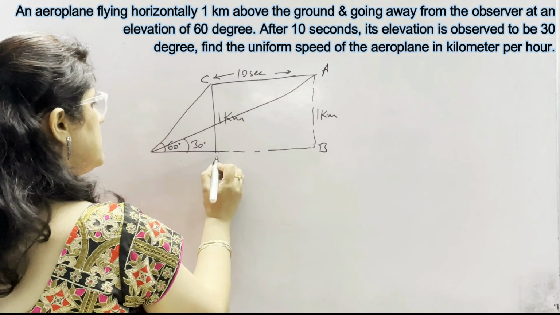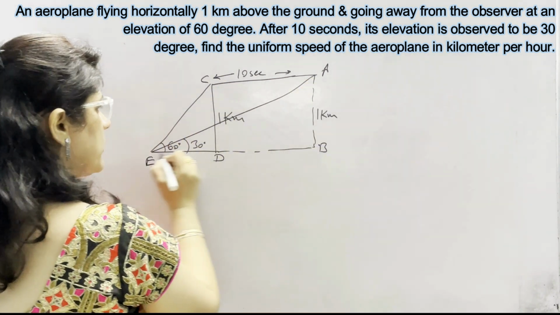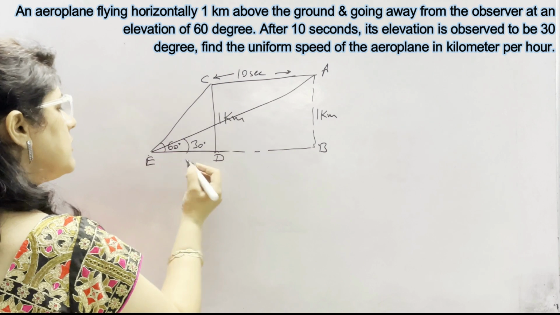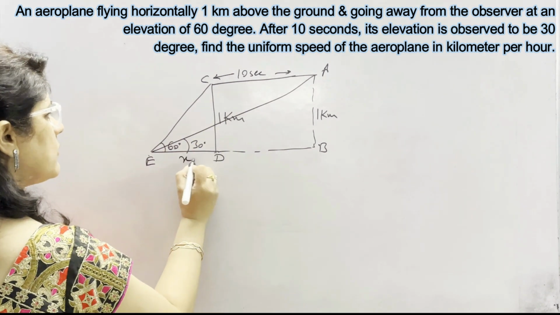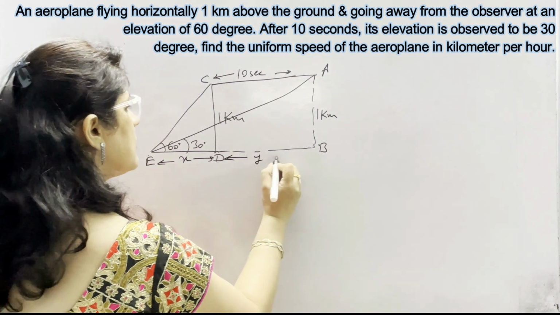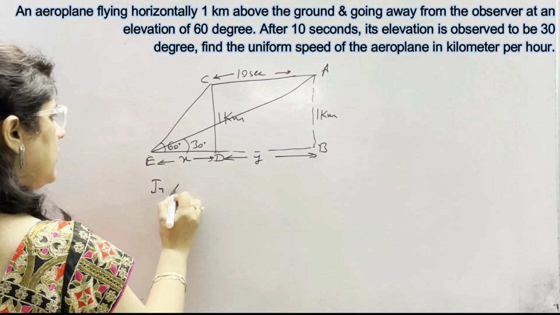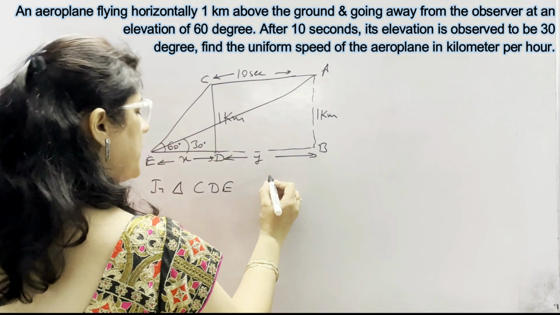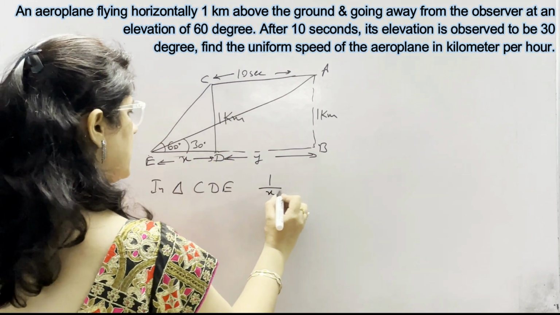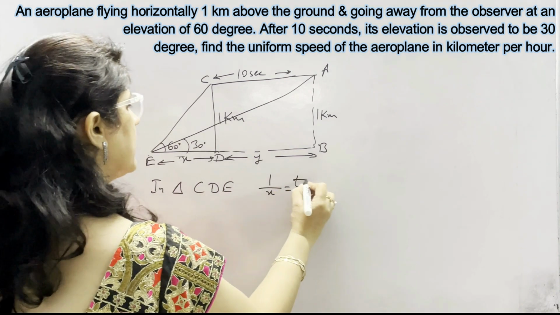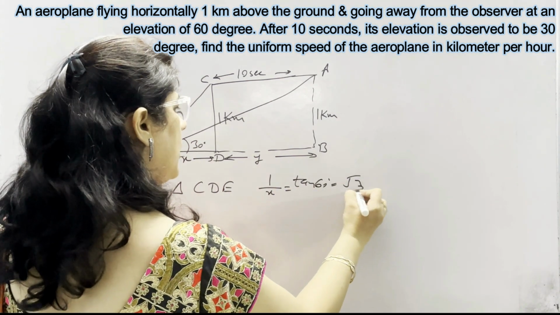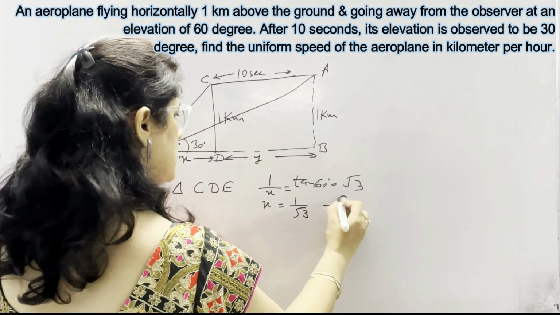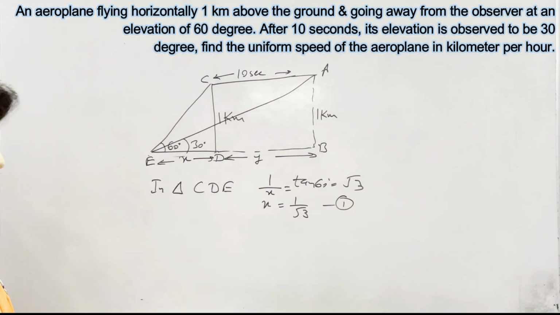A, B, C, D and E. First we are going to take this triangle and then another triangle. You can take this smaller one first. Suppose this is X and this value is Y. Now in the smaller triangle CDE, 1 kilometer is the perpendicular, the base is X, so 1 upon X, and the angle is 60 degrees, tan 60 degrees, value root 3. So X is equal to 1 upon root 3. This is our first value.